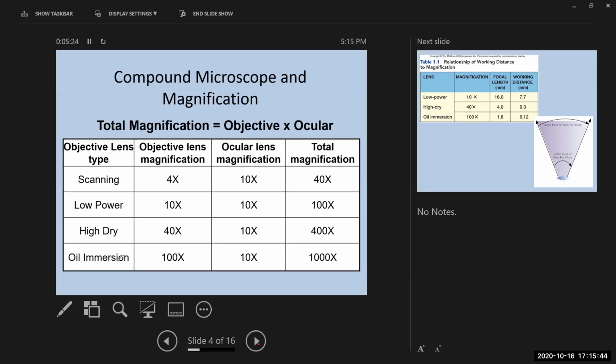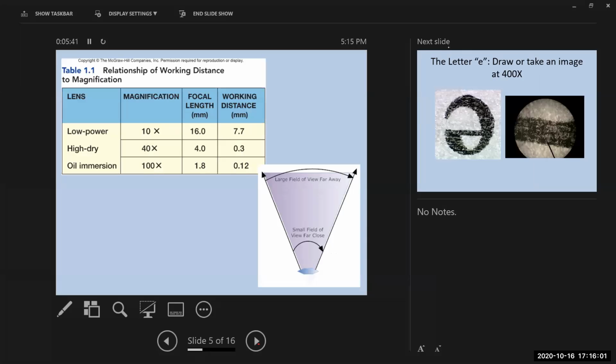Every once in a blue moon, especially when you get into microbiology, you're going to use an oil immersion lens, which is really quite fun. It's a 100x objective lens. That coupled with the 10x ocular lens can give you 1,000-fold magnification. So yeah, they're pretty fun to use. And so we're going to be using these microscopes today.